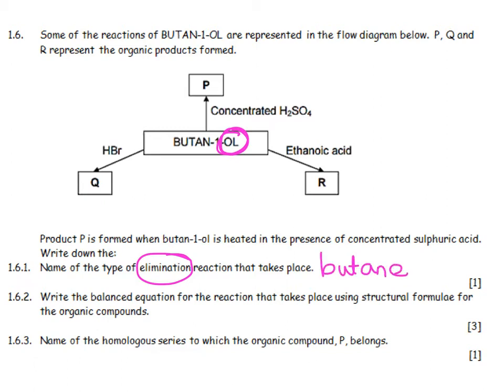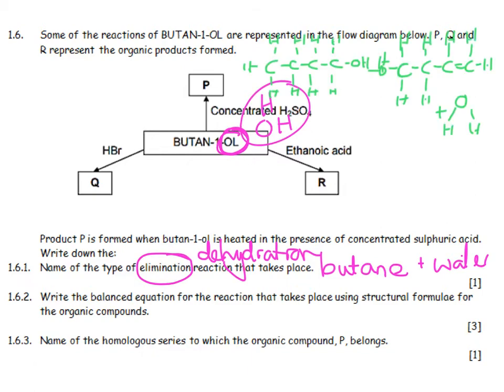But if I get rid of OH and an H, I am left with some water. So what is the type of reaction that takes place? It is a dehydration. I'm getting rid of water. Write a balanced equation for the reaction which takes place using structural formulae for organic compounds. So once again, I've given you the fact that it was an elimination. That was supposed to help you get the rest of these marks.